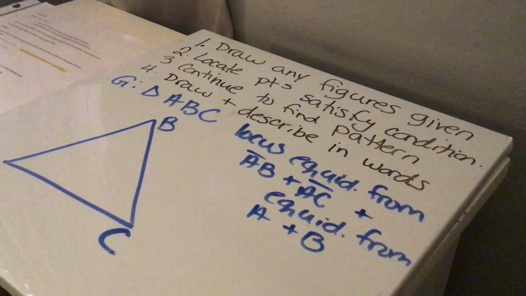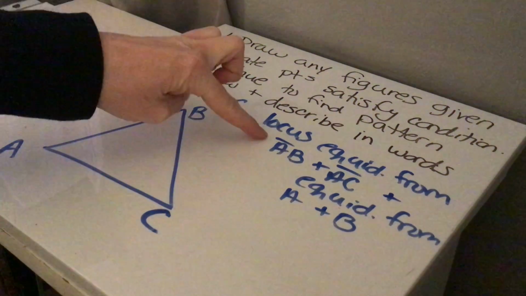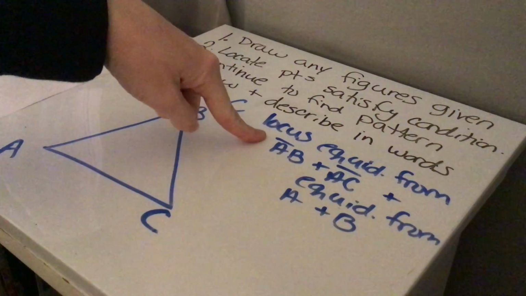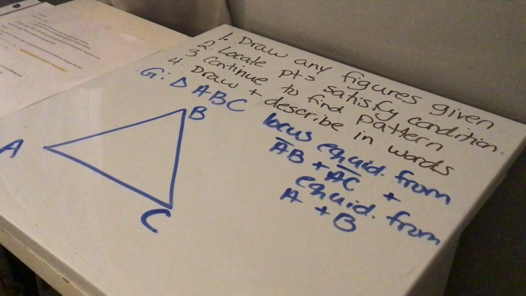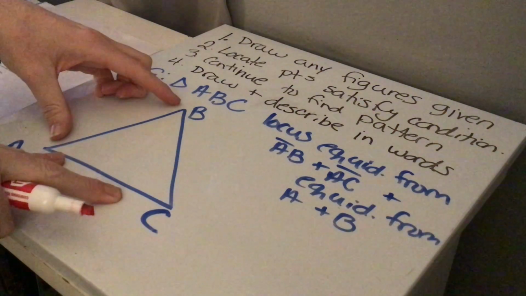Okay, so we have two conditions that we want to satisfy. So we're going to start with the first one: points that are equidistant from two lines. Okay, so here's AB and here's AC.